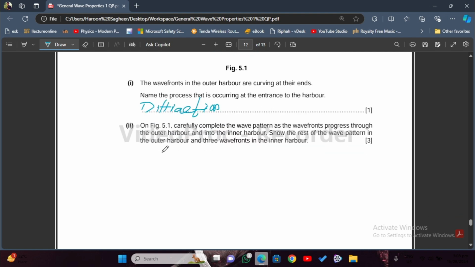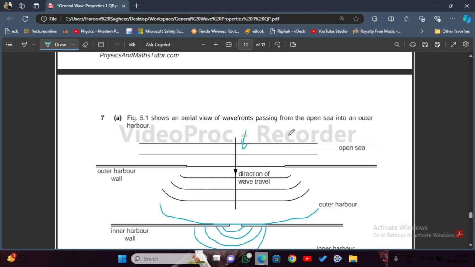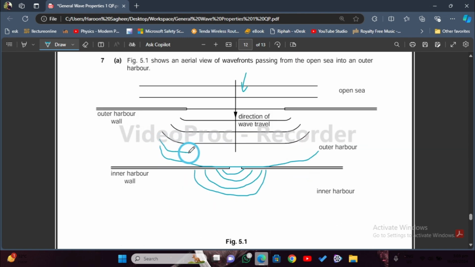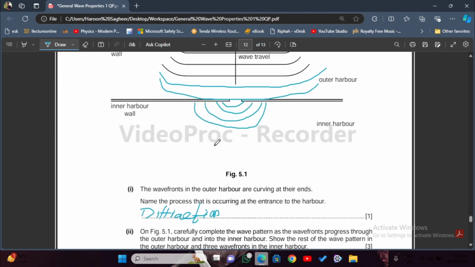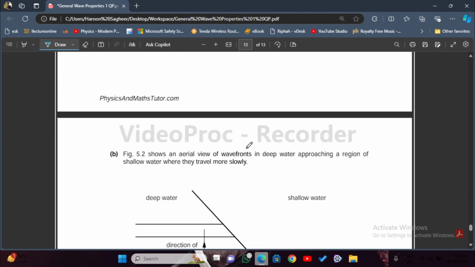Now on figure 5.1, carefully complete the wave pattern as the wavefronts progress through the outer harbor and into the inner harbor. State the rest of the wave pattern in the outer harbor and 3 wavefronts in the inner harbor. That would be completed here like this. And basically that question is done.